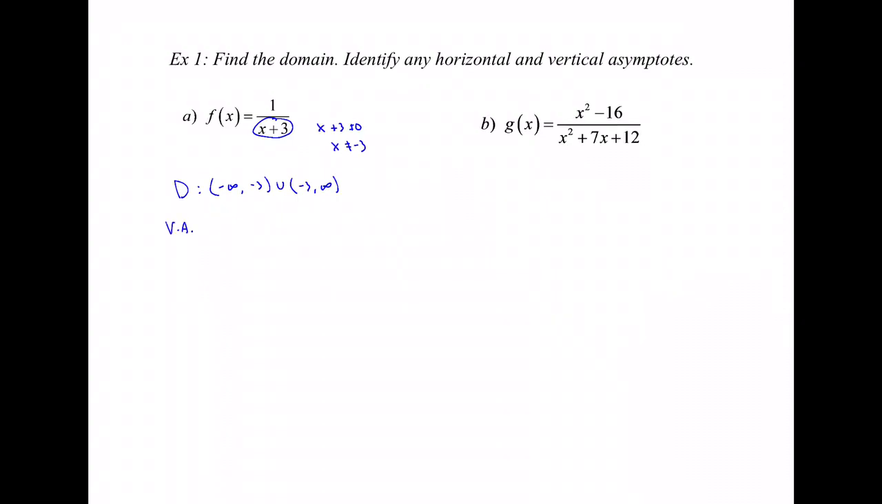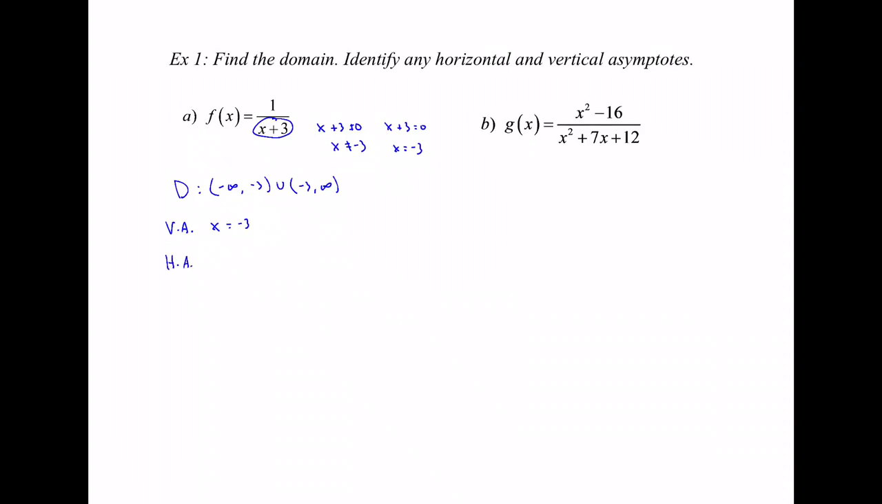Vertical asymptotes come from the denominator as well. So at x plus 3, to find the vertical asymptote, you actually do the same thing. You solve for x and find out that at negative 3, which is where it's undefined, you have a vertical asymptote at x equals negative 3. And make sure you write it as an equation. It is a vertical line.